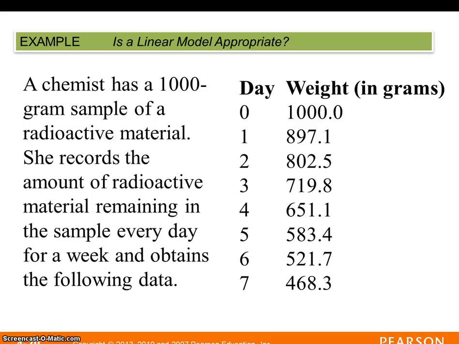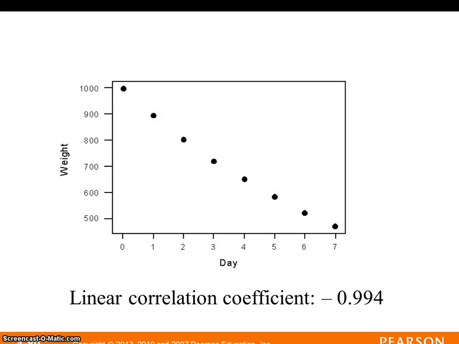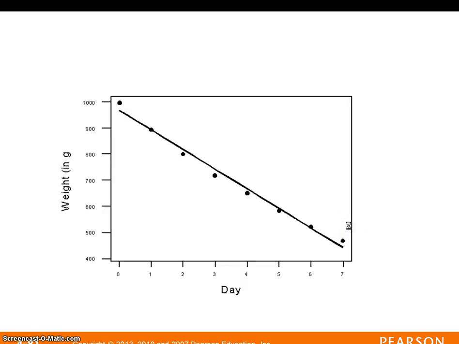So here's an example. In this case, a chemist is weighing radioactive material, and on day 0, you have 1,000 grams, and then it starts to decay. So after 7 days, you only have 568.3 grams left. And let's say we want to plot this data, and we want to determine, is this data linear, basically? So the linear correlation coefficient in this case is relatively high, and it's negative because the data goes like this. And if you look at it, the data does look linear, so it would seem like a straight line might be the best fit for the data.